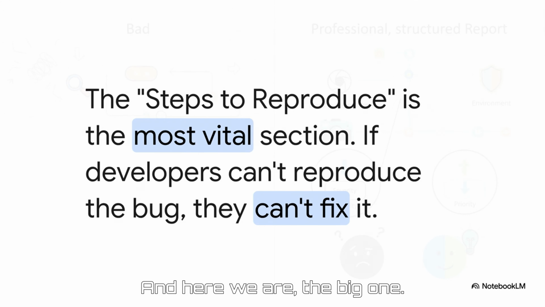And here we are, the big one. If there is one thing you take away from this, let it be this. If a developer can't reproduce the bug, they can't fix the bug. It's that simple. This section needs to be your step-by-step recipe for failure, a numbered list of the exact actions you took. No ambiguity, no skipping steps. This is, without a doubt, the most important part of the whole report.